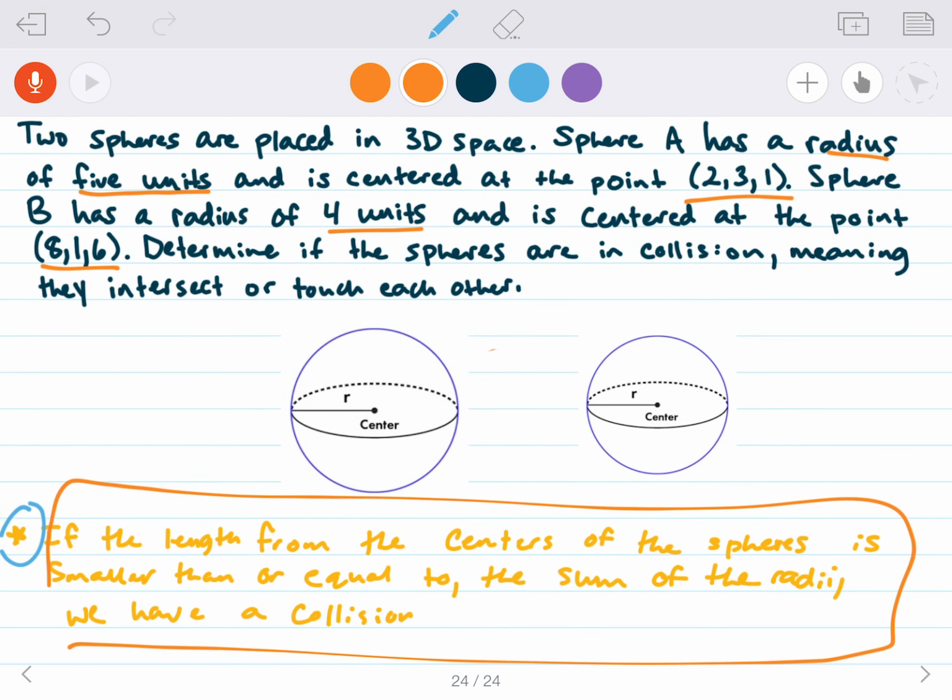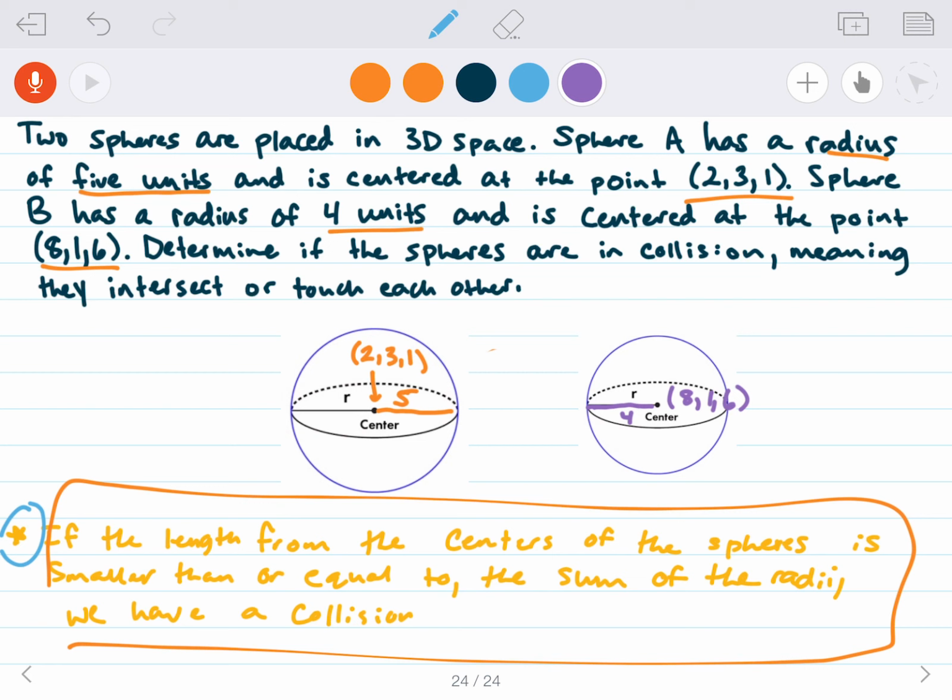All right, so let's write what we know about sphere A. It has a radius of 5 units. So this is sphere A. This is a radius of 5 units. And the center is going to be at 2, 3, 1. Sphere B has a radius of 4 units. Maybe I'll do him in purple. So sphere B has a radius of 4 units and is centered at 8, 1, 6. Again, I haven't drawn these spheres how they would really look in space based on the coordinate system I laid out, but you guys can get the idea here.